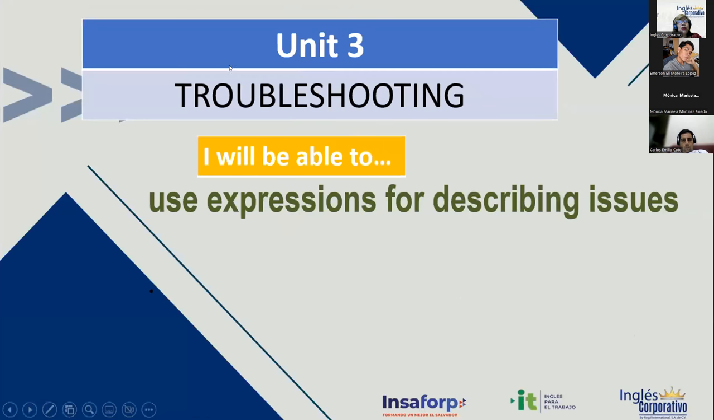Okay, as I was telling you, the name of unit number 3 is troubleshooting. Troubles is similar or a synonym of problems. You can say I have problems, or you can say I have troubles. Shooting is the solution of the problems. Okay, what is the objective of this class? It is to use expressions for describing issues.